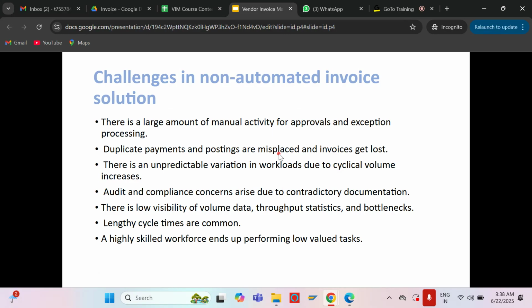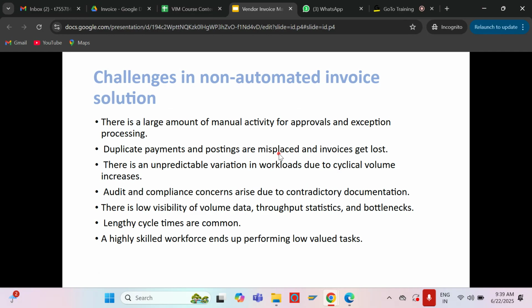Then also we have unpredictable variation in workload. There can be companies whose work is higher from January to June, and they do not have any work from June to December. So the flow of invoices is less for this period. In that case, you will have to hire more people for January to June and fewer people for June to December. So, this is not a good approach, right? This should not happen. The workload distribution should be equal and it should not affect us, the employees. So, this is also one of the causes why a non-automated invoice solution is not preferred.